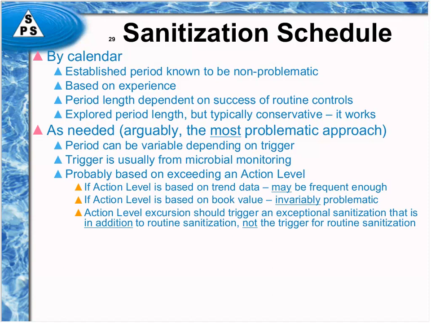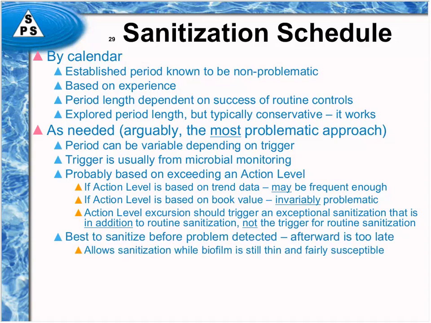Frankly, by the time you get microorganisms, you already have biofilm there. And so if you already have a high level of microorganisms in your plate count, in your water samples, that means you have a high level of biofilm already developed, and therefore the efficacy of your sanitant already has two strikes against it. So it's best to sanitize before you have a problem that has been detected. Afterwards is too late. Allow the sanitization while the biofilm is still thin and fairly susceptible.